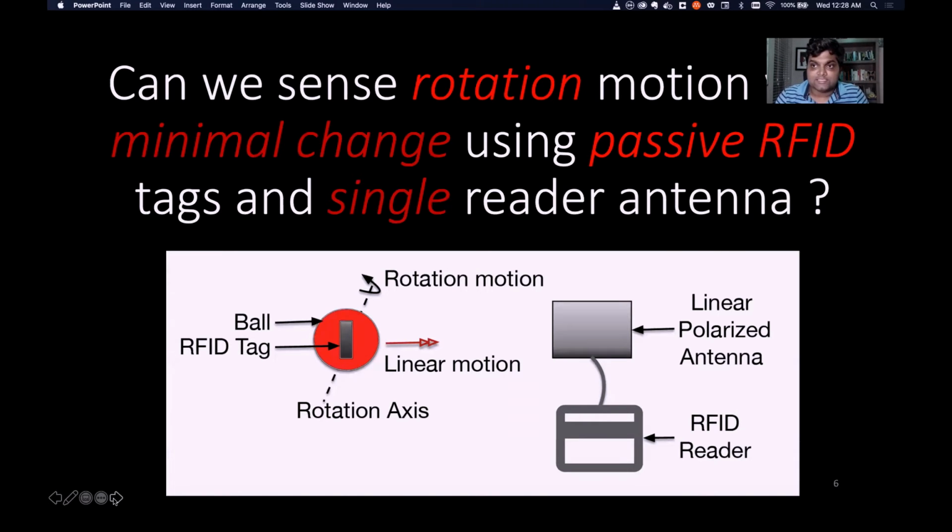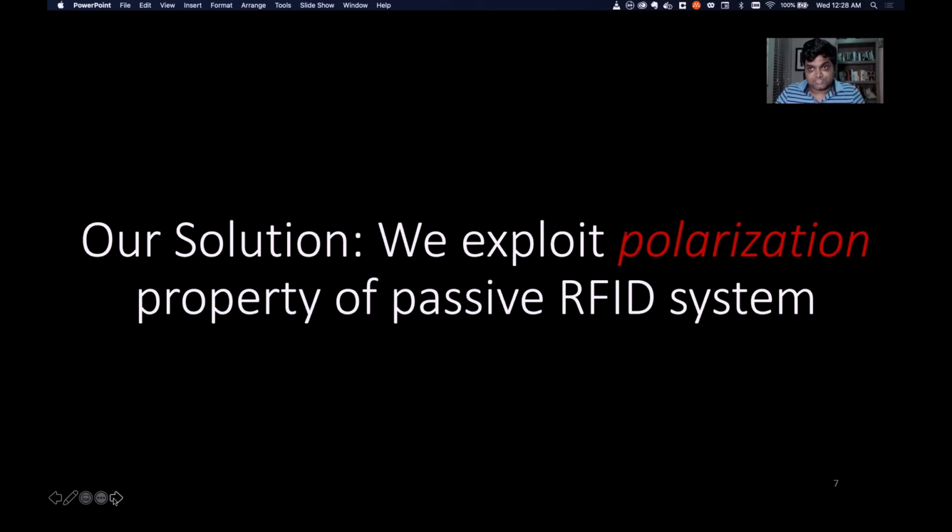And the answer is yes. In a limited condition with a certain range, we can get an accurate rotation estimation with related motion information, which can provide rich analytics to the sports domain, if we exploit the polarization property of a passive RFID tag. By polarization, I mean the electromagnetic field angle which is created while interacting with this kind of passive RFID system.